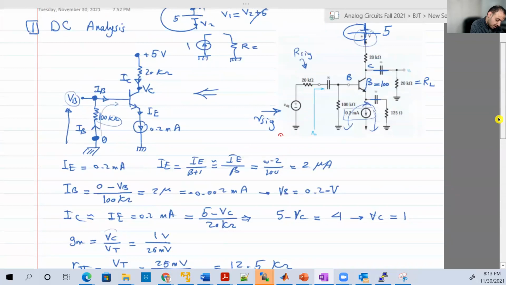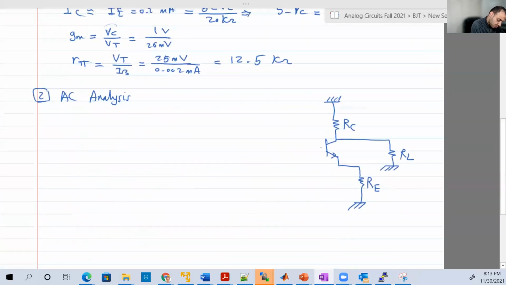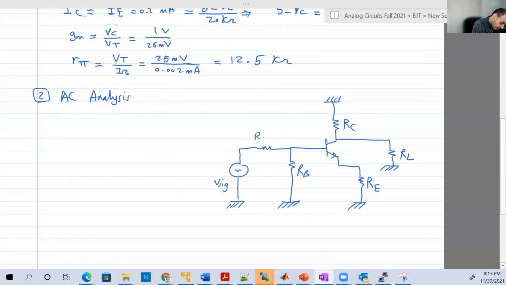Then we have here 2 branches connected to the base. One branch with this resistor. Let's call it RB. And then the other branch which has V signal and R signal. Okay.